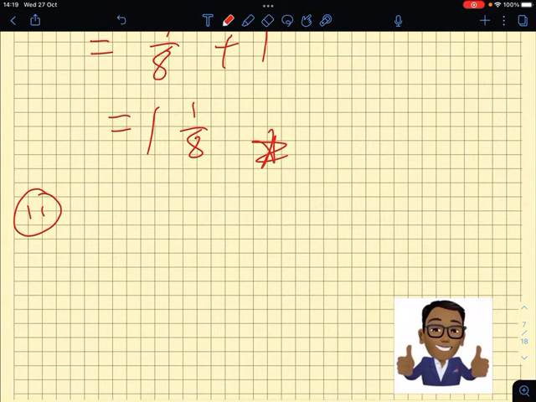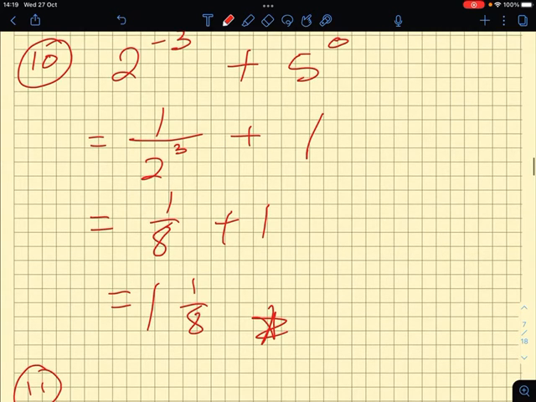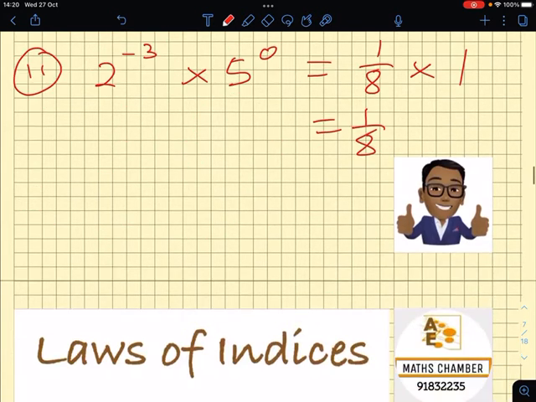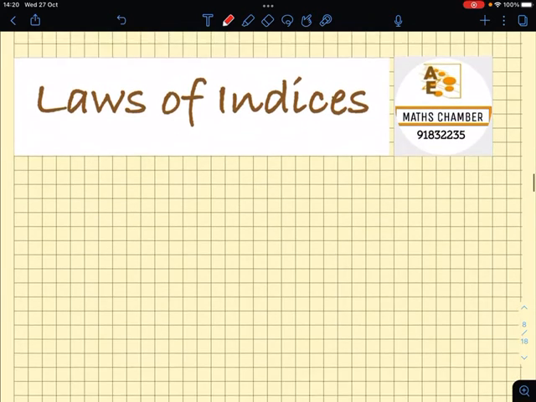I want to show you the difference between this, which is plus, and the next example, which is times. So 2 to the power of negative 3 times 5 to the power of 0. This will be 1 over 8 times 1. So obviously 1 over 8. Simple. Alright, okay, let's go to number 12.